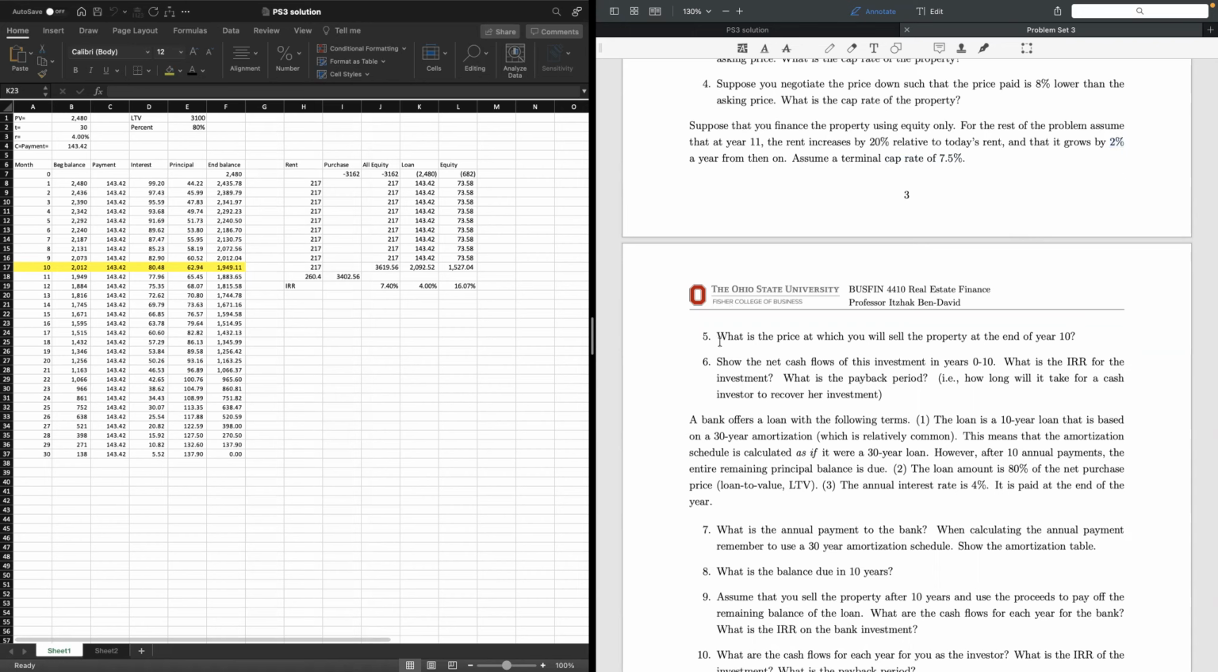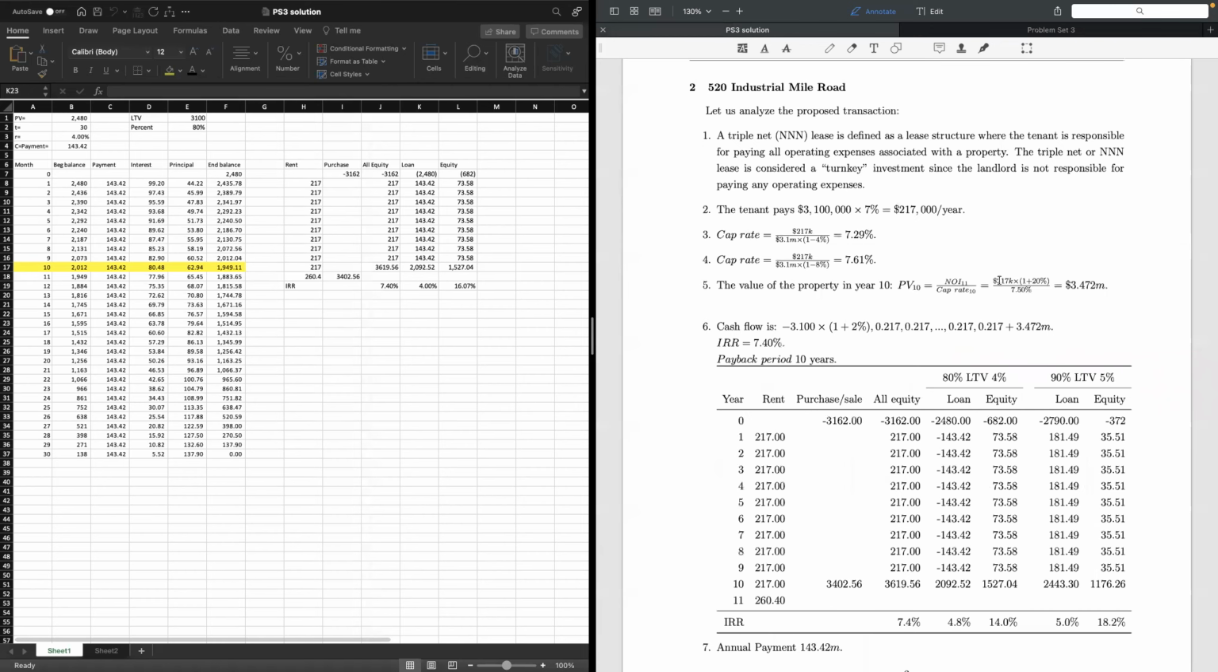So let's say problem 5, what's the price at which you will sell the property at the end of year 10? I already said, use new NOI divided by 7.5%, which is 217K times 1.2 divided by 7.5%, which is 3.472 million. Very straightforward. And again, the value is at year 10.